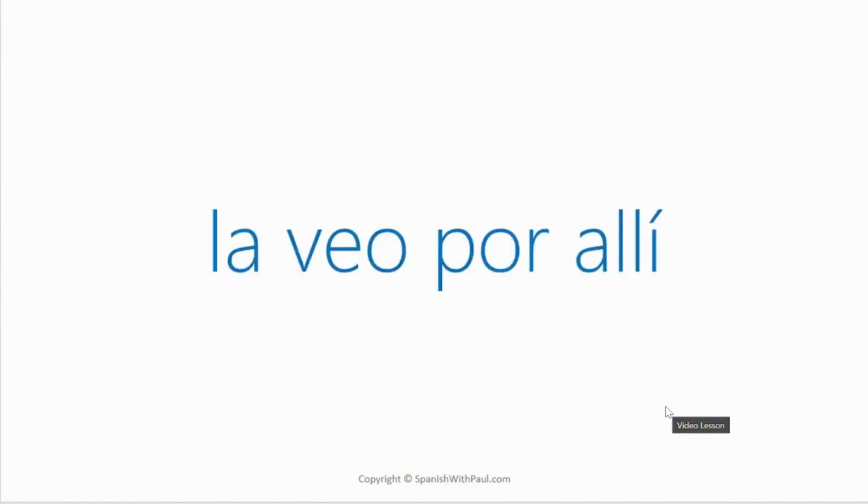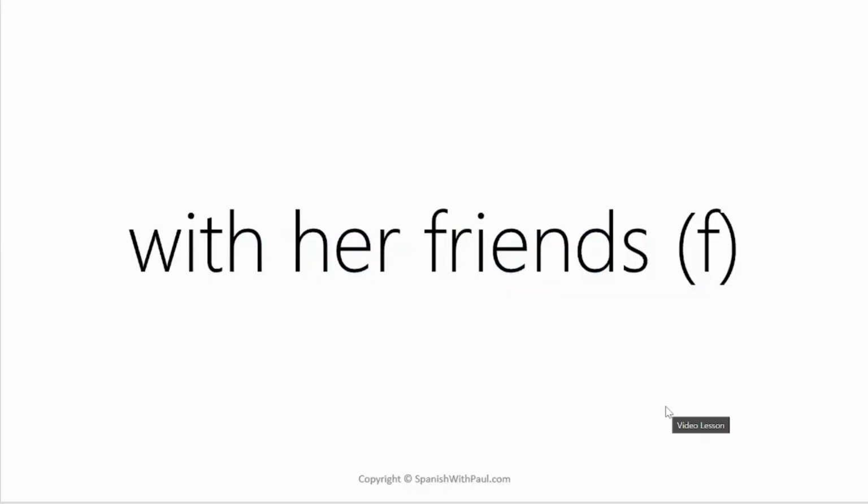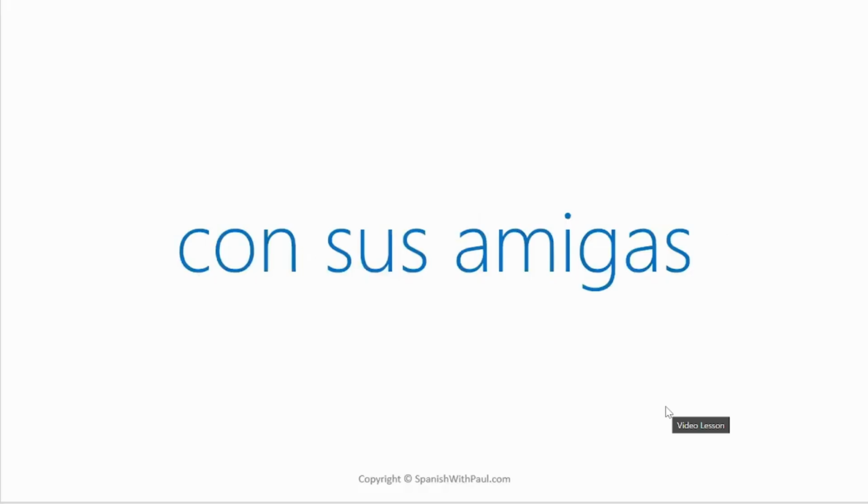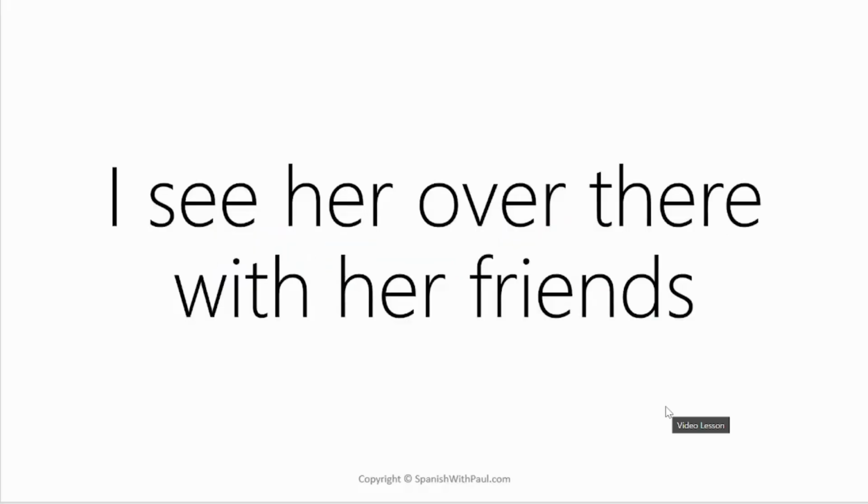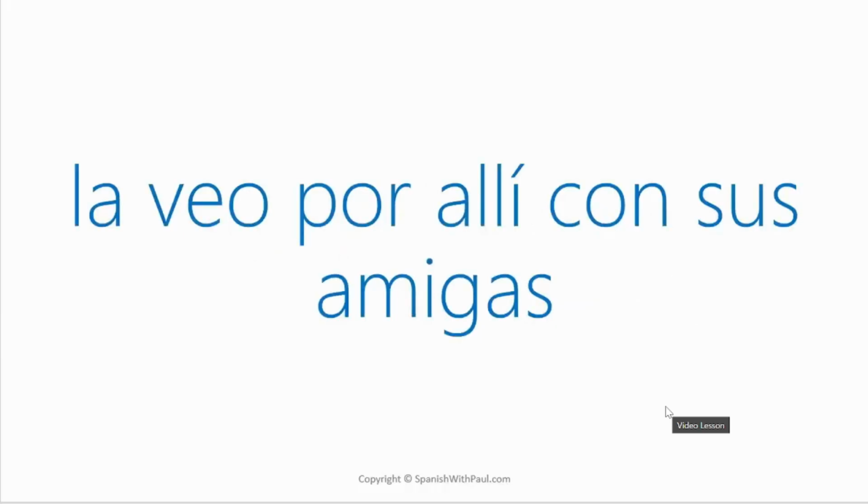I see her over there. La veo por allí. To express with her friends, let's imagine that they're all females. So it would be con sus amigas. I see her over there with her friends. La veo por allí con sus amigas. Let's switch to another verb.